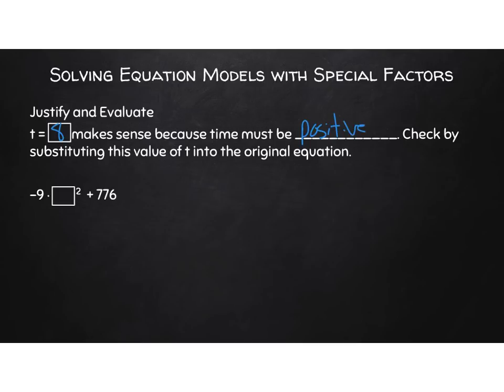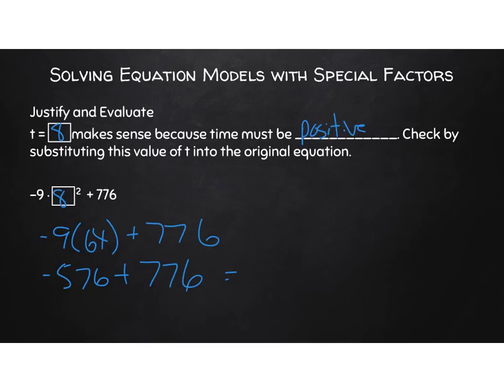And then we want to check that by substituting the value of t into the original equation. So t goes into there. So you get negative 9 times 64 plus 776. And then negative 9 times 64 is a negative 576 plus 776. When you combine those, you get 200, which is our original distance that we wanted.